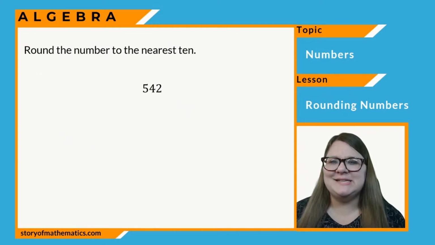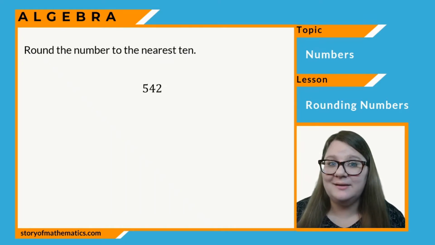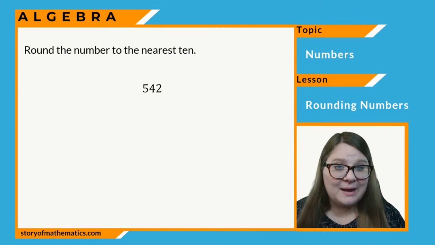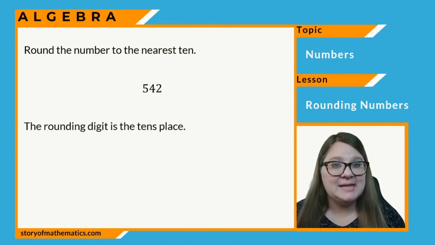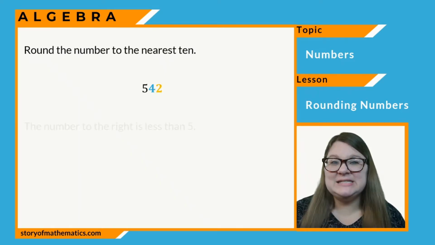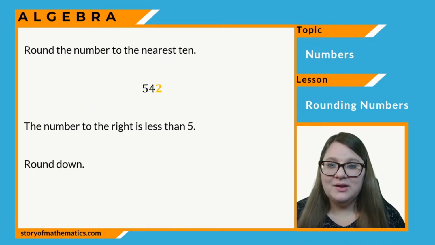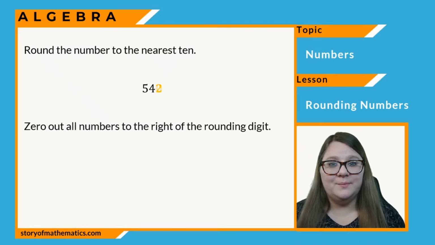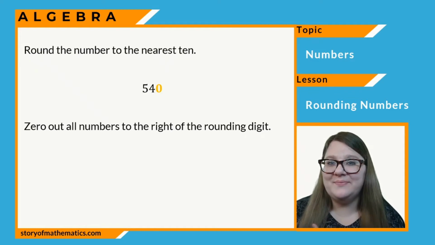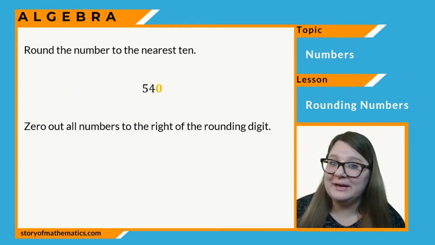Let's take a look at this example. Let's say I want to round 542 to the nearest 10. The first thing I need to do is identify the rounding digit. Well, the rounding digit is the tens place, which in this case is the 4. Now I'm going to look directly to the right of that at the 2, and it's less than 5. That means that I need to round down. So that 4 actually is going to stay the same, and I'm going to round the 2 down to a 0, because I'm zeroing everything out to the right. So 542 rounded to the nearest 10 is actually 540.